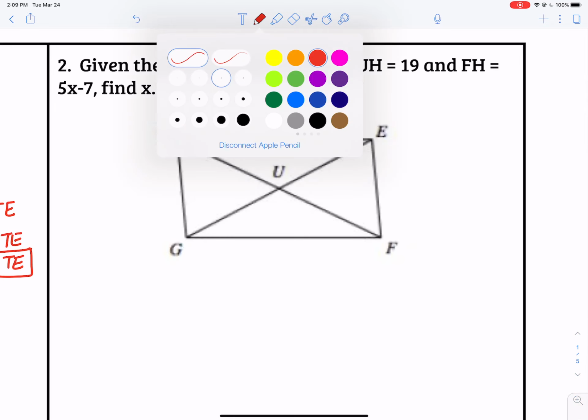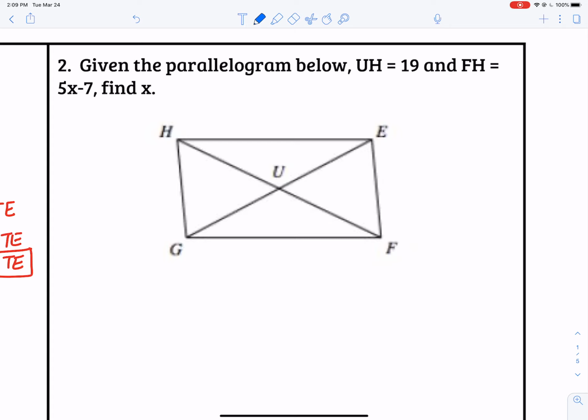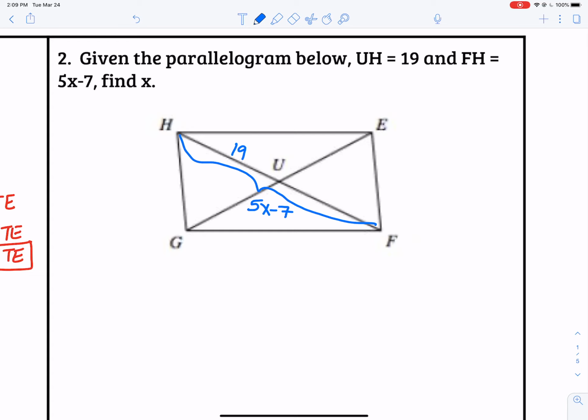All right, number 2. Given the parallelogram below, UH is equal to 19 and FH, so notice FH is this whole diagonal, and they told us that's 5x minus 7. And we need to solve for x. So we know in a parallelogram that the diagonals are bisected. So we know that this segment is 19, but then this one over here will also be 19. And then they've told us that the total length is equal to 5x minus 7.